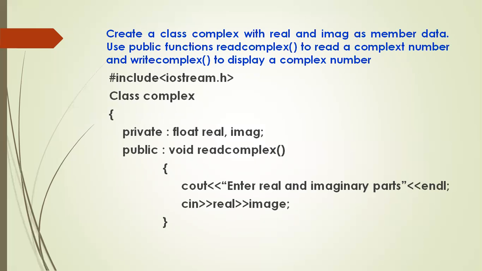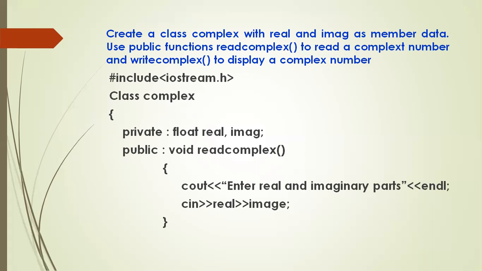Next example. Create a class complex with real and image as the member data. So this class has two member data: one is the real part, the other one is the imaginary part. And use the public functions read complex and write complex. The purpose of the read complex function is to input the values for the real and image member data, and write complex is to display the complex number in complex number format.